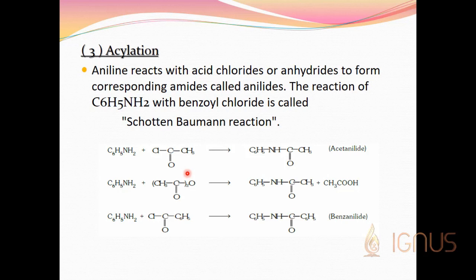Next, it is an acylation reaction. Aniline reacts with acid chlorides or anhydrides to form corresponding amides or anilides. You can see C6H5NH2. It is aniline. When we treat aniline with acid chlorides, here C6H5NH2 will act as a nucleophile and attack this CO and expels out this Cl. Hence you will be getting acetanilide as the product. It is a similar mechanism in case of acetic anhydride.